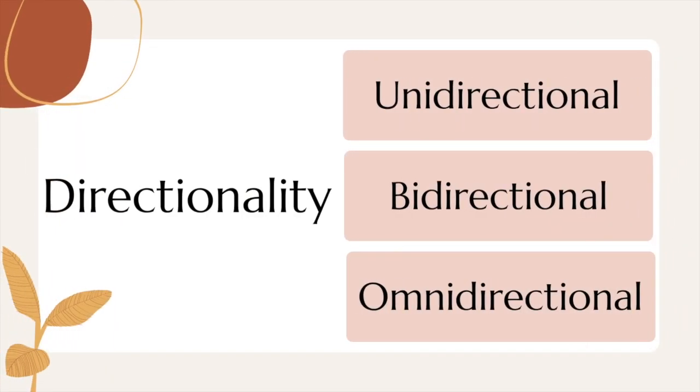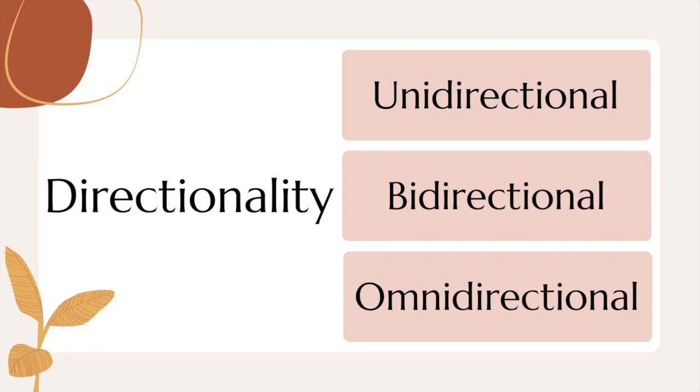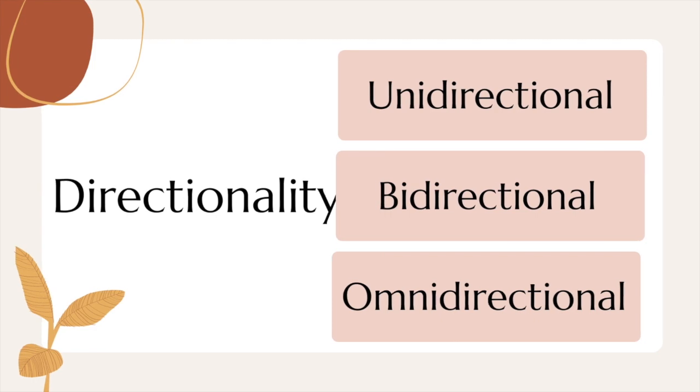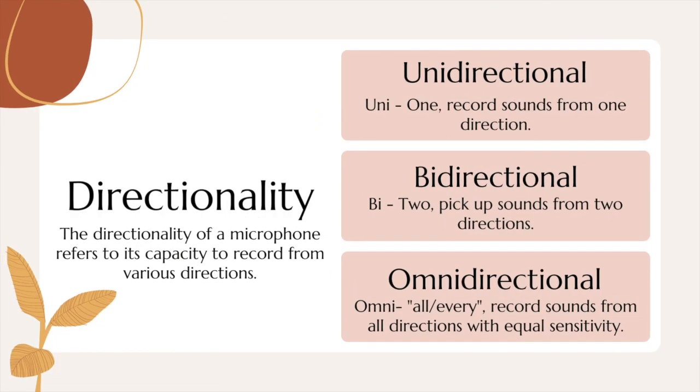So there are three types of directionality. One is unidirectional, bidirectional and omnidirectional. So what exactly is the meaning of directionality? The directionality of a microphone refers to the capacity to record from various directions. Unidirectional, where uni means one, records sound from one direction only. Bidirectional, bi means two, picks up sound from two different directions, usually from the opposite ends. And omnidirectional, as the word omni suggests, means every or all. It records sound from all directions with equal sensitivity.